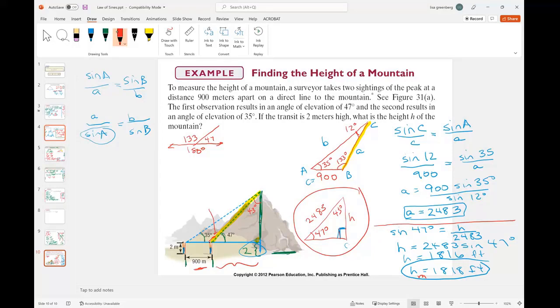So when do you use the law of sines? When you don't have a right triangle. If you have a right triangle, it's just extra work to use the law of sines. It will work, but it's more work than necessary. And that really concludes everything from the law of sines.